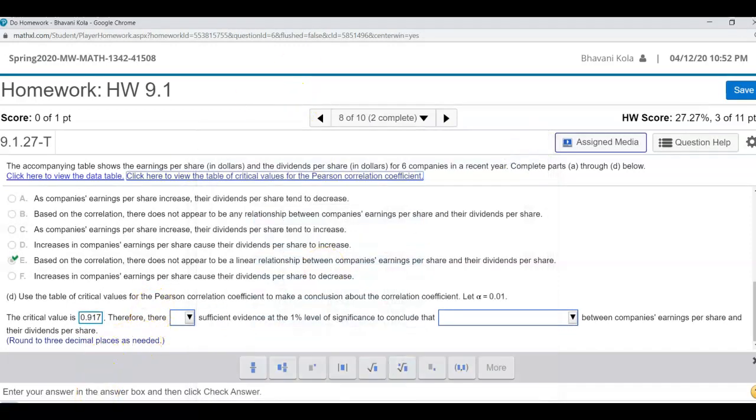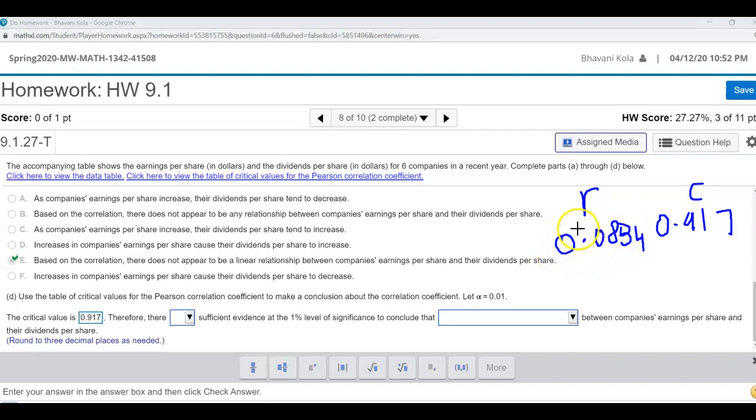And now what is my next step? My next step is to compare my critical value, 0.917. That is my critical value. I'm comparing it to my correlation coefficient of the sample, which is r. I got it as 0.083. That's a 3, trust me, and a 4.